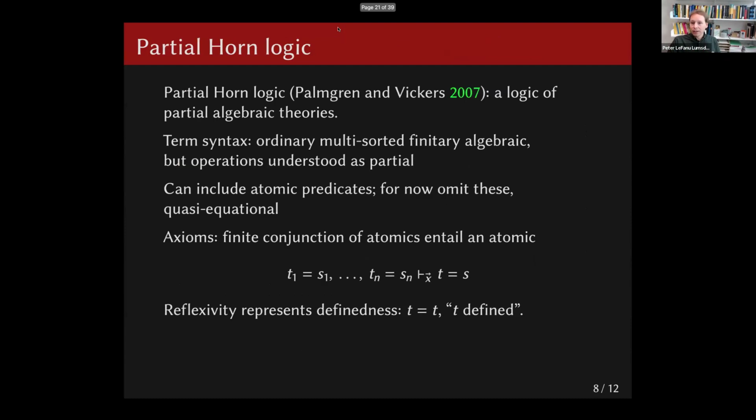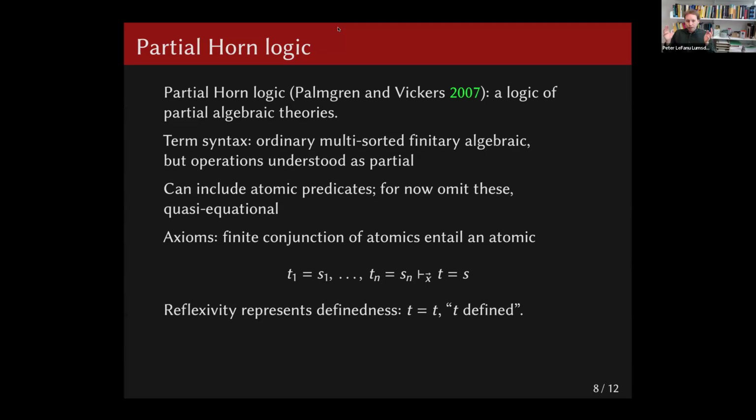So what is partial Horn logic? It's a logic for algebraic theories with partial operations. It's not the only such logic out there, but it's one that is quite carefully tailored to pretty much this situation. Its term syntax is ordinary multi-sorted finitary algebraic syntax. So you've got variables and you've got operations that have finite arities, and you form your terms from them in the usual way, just like in a plain multi-sorted algebraic theory. But the operations are understood as being partial. In an interpretation, terms are to be interpreted as partial functions, not as totally defined functions. But the syntax of them is just the same as usual.